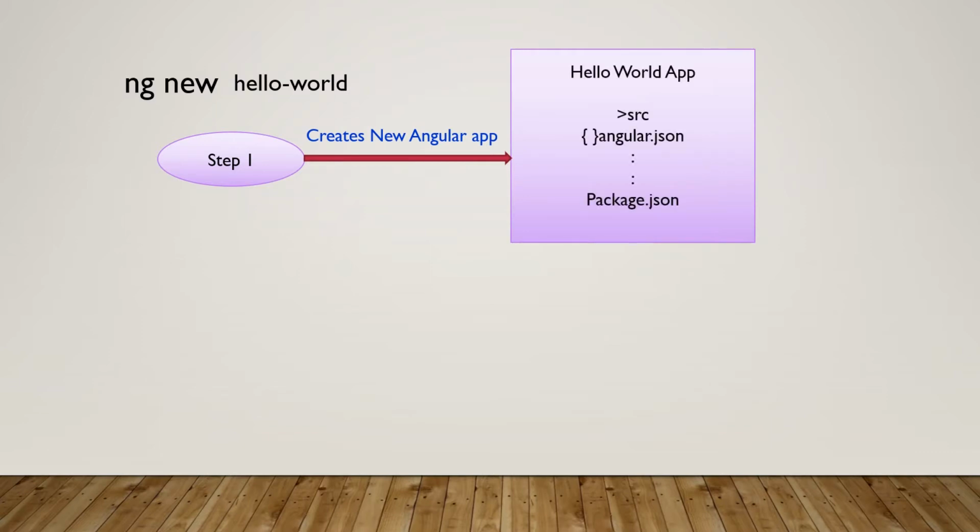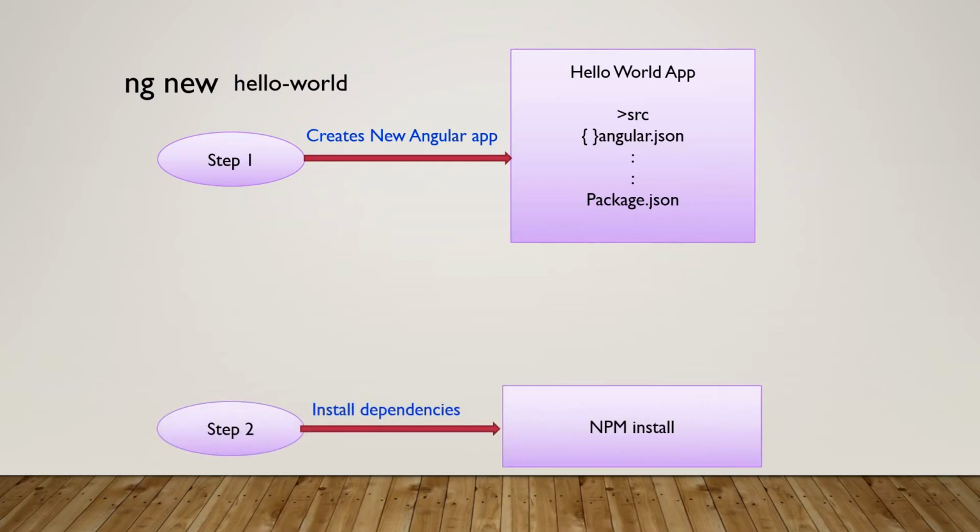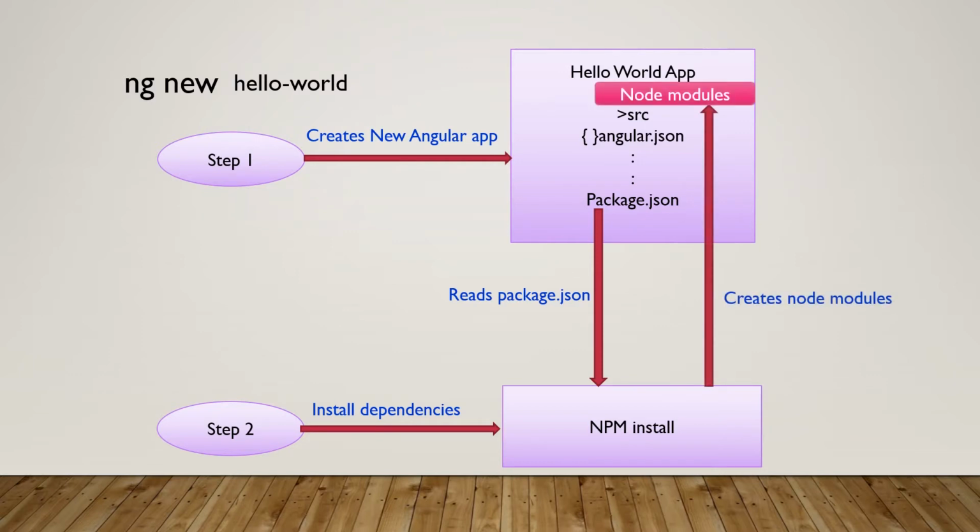In step 2, the Node Package Manager reads the package.json file, which manages the dependencies of our project, and installs the dependencies into your project, specifically a folder called node_modules. After all installations are done, it will generate the package-lock.json file. What is the package-lock.json file and why is it generated after all installations are done? We'll discuss that in a while.